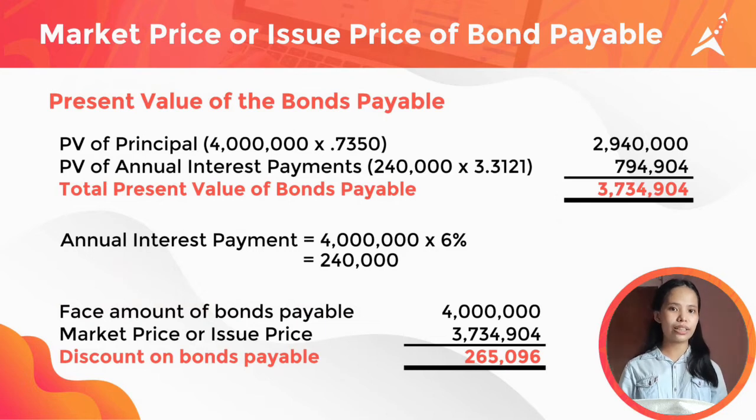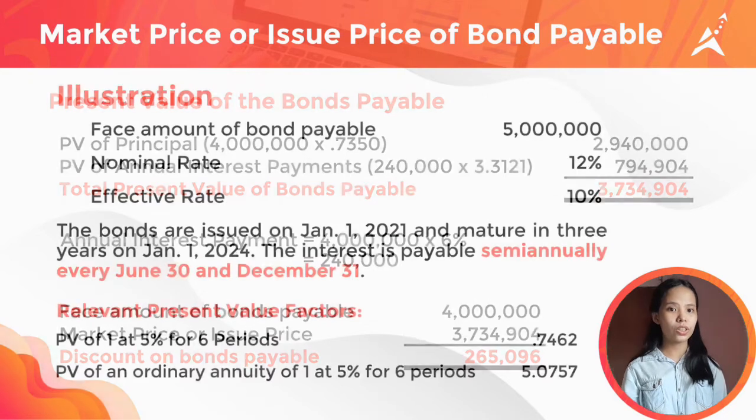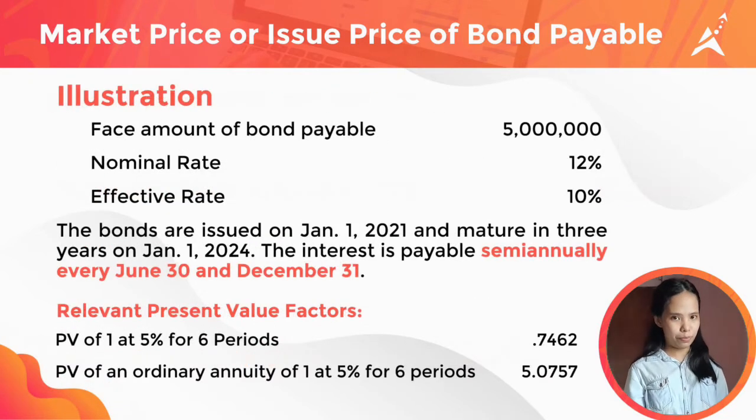Now let's solve for the discount on bonds payable. We just need to find the difference of the face amount and the market price of the bond. So 4 million minus 3,734,904, the discount on bonds payable would be 265,096.